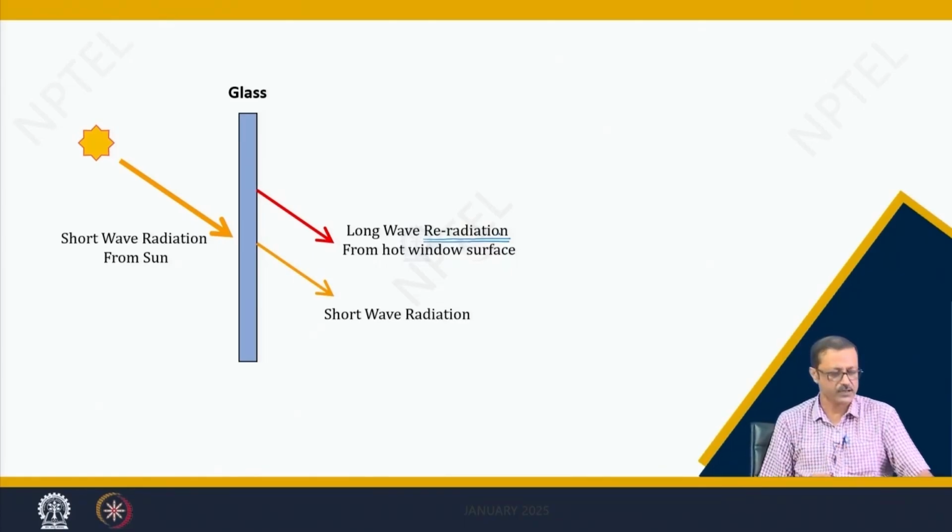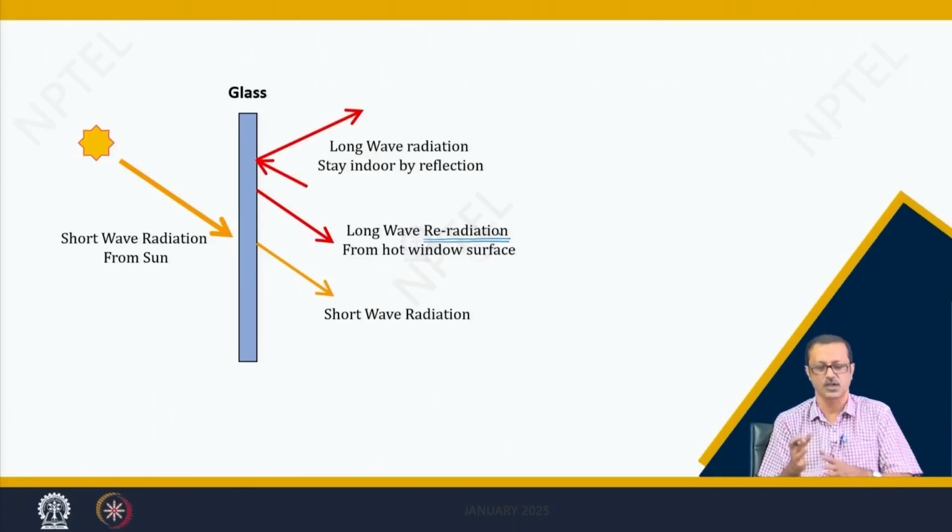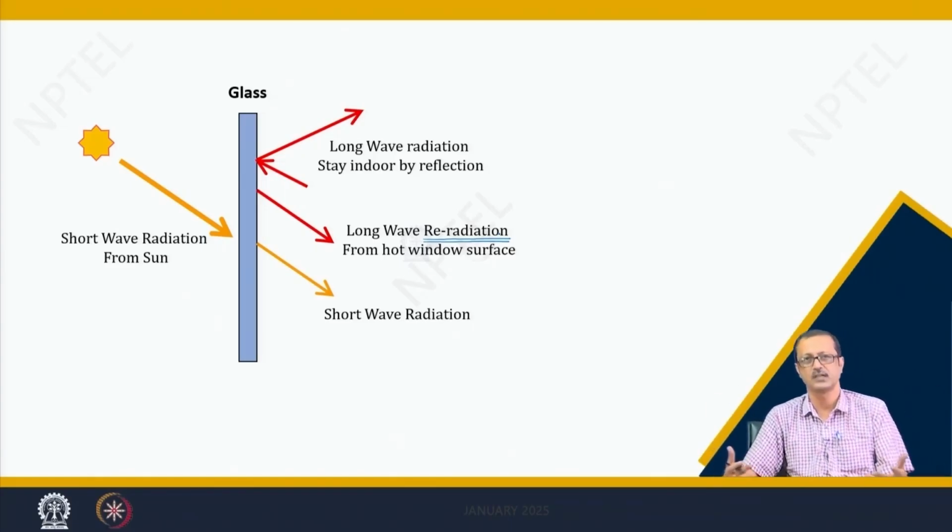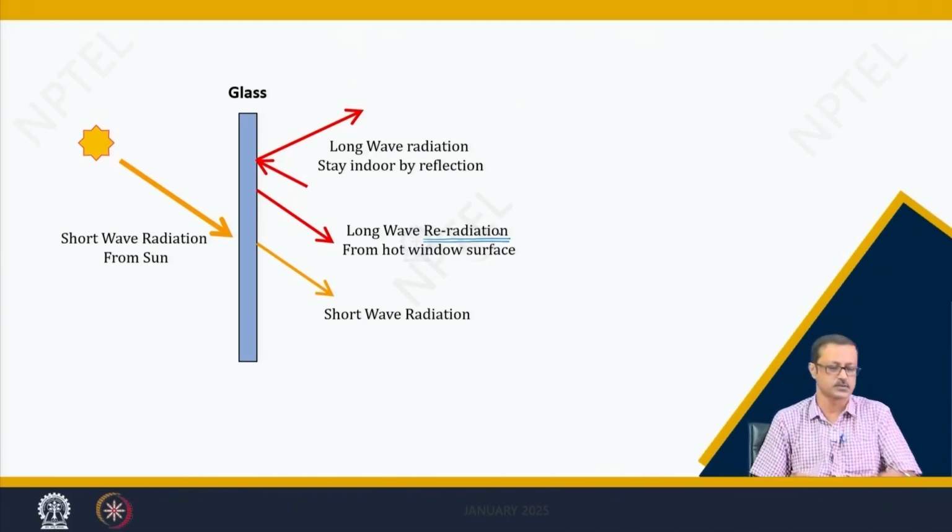So, we can somehow manage to stop that, and this long wave radiation stays indoors because it cannot go out, it will be reflected inside, and that is why, if there is a glass building, we say it is a greenhouse effect. It is going to be gradually heated up and the temperature increases to be very high, because this long wave radiation is trapped in, it cannot go out.